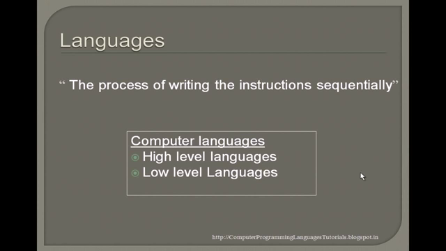From the programming point of view, the process of writing instructions sequentially is known as language. In real life, we do our work by using some logic or some sequence. Here also we need some sequence. Computers already have two kinds of languages, high-level and low-level languages. High-level language is used to control the software, whereas low-level language is used to control the hardware.